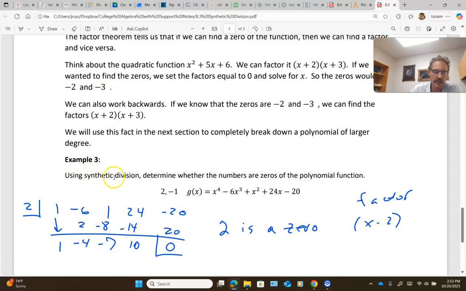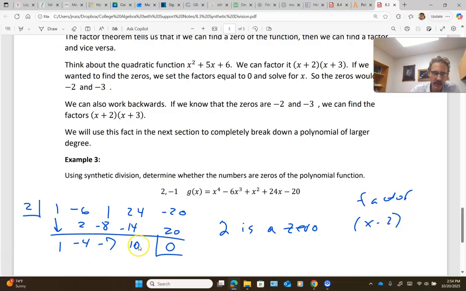So it says, using synthetic division, determine whether the numbers are zeros of the polynomial. Okay. So we had a row that corresponded to the coefficients of this polynomial. And we tried 2, and I did the synthetic division, and I got a remainder of 0. Well, that tells me that 2 is a 0 of this function right here. So if 2 is a 0, then the factor that corresponds to that is x minus 2.